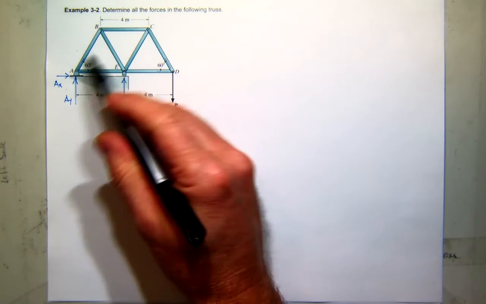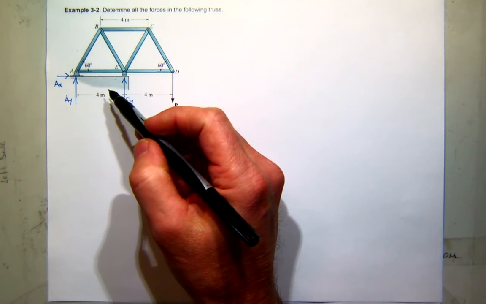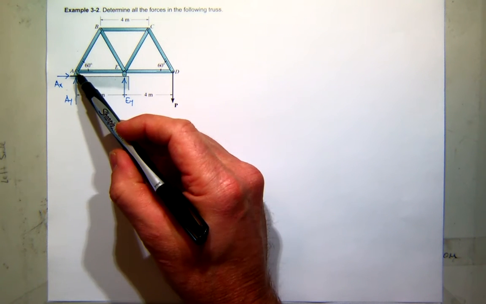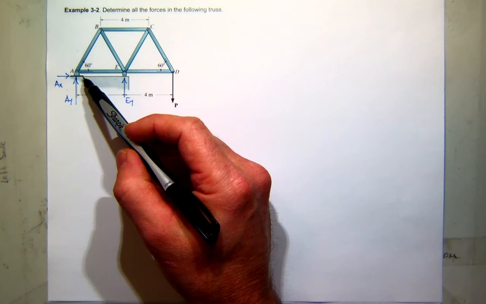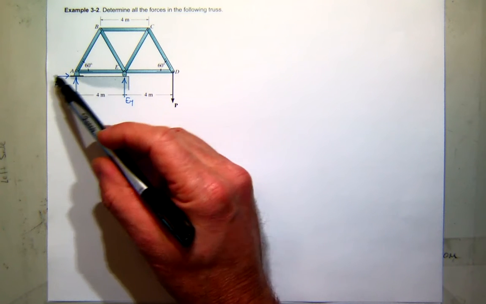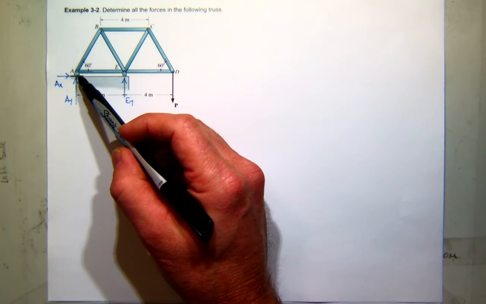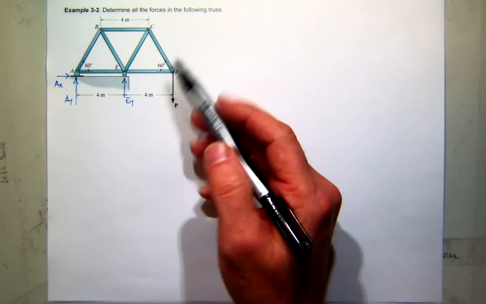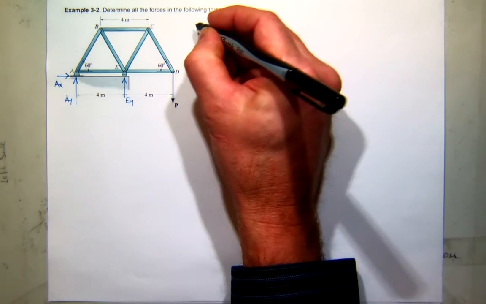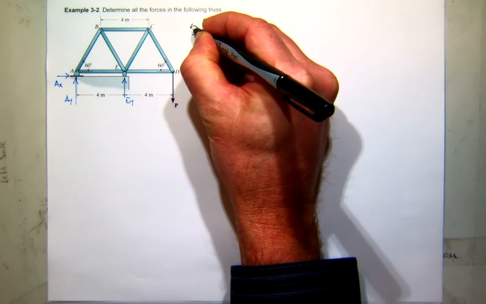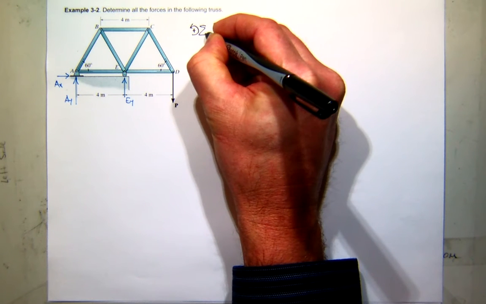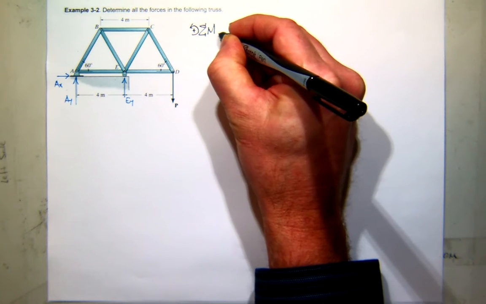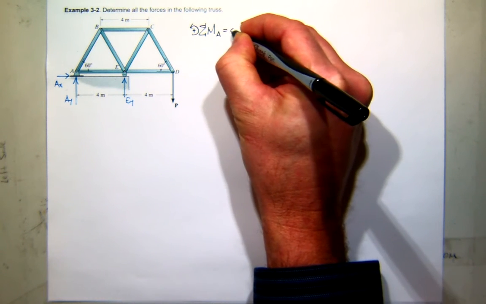So to find these reactions, probably a great place to get started would be to sum moments at A. Why is it a good place? Yeah, 2 of my unknowns are concurrent there, so if I sum moments here, the only one that will cause any moment will be EY and the force P. So let's start there. I like to use the right-hand rule for my sign convention. So let's sum the moments about point A and make sure it's 0.